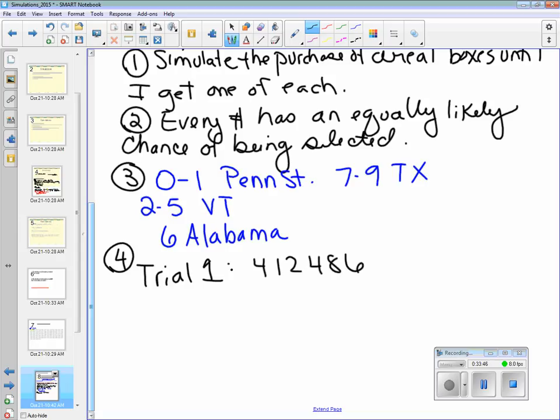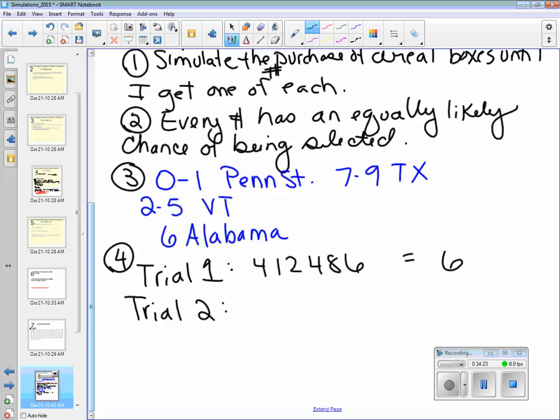And what am I looking for in terms of what is the outcome of that trial? I'm looking at the purchase of cereal boxes. It's really the number of purchases, isn't it? So how many total boxes did I have to buy here? My first trial outcome was 6, because I had to buy 6 cereal boxes to get 1 of each kind. How do we feel so far? Okay? Let's look at what trial 2 would be.